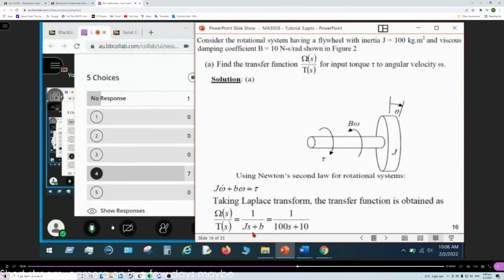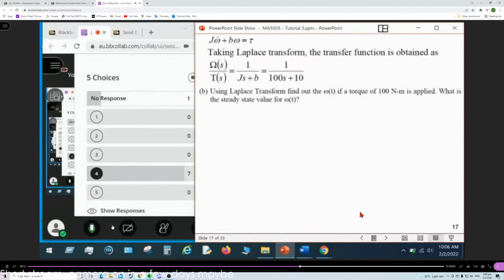J is given as 100, so put 100 here. B is also given as 10, so put 10 here, right? So this is the transfer function with all the known variable values given. Question A is finished already, the transfer function. The marks, let's say we have 8 marks: 4 for question A and another 4 marks for question B. The 4 marks are given already.